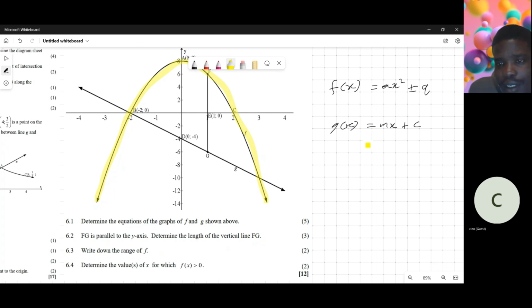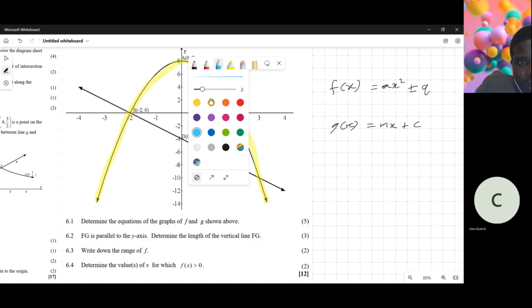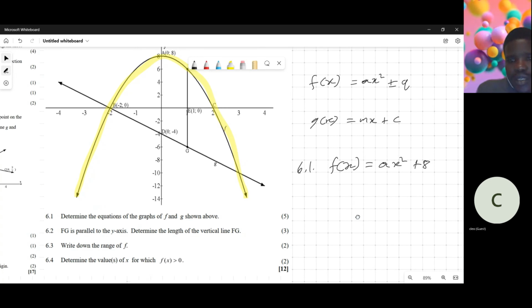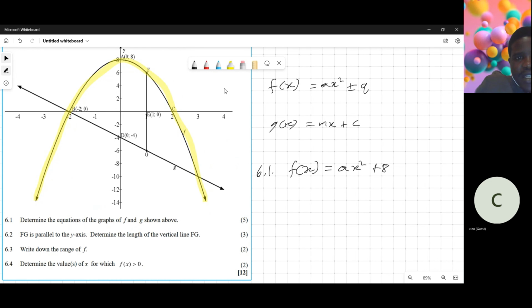Okay, let's see, solving for what? For a. At the moment we're at 6.1. This is not visible. At 6.1, what we see is that f of x is equal to ax squared plus 8. We agree on that? Yes, it's plus 8.